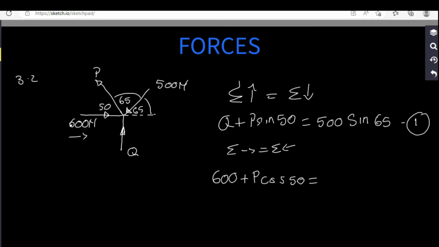600 is going in that direction, and P and 500 are going in the opposite direction, meaning this is not an addition. We're not supposed to add here, but we're supposed to have the equal sign. Sorry about that. It is equal to, and this one is supposed to be positive, this side.